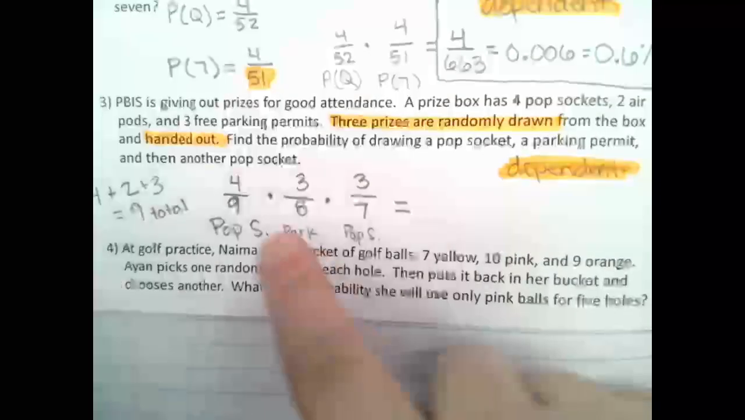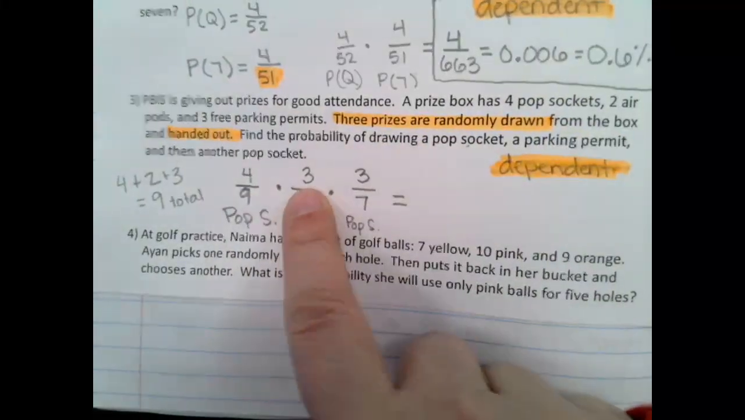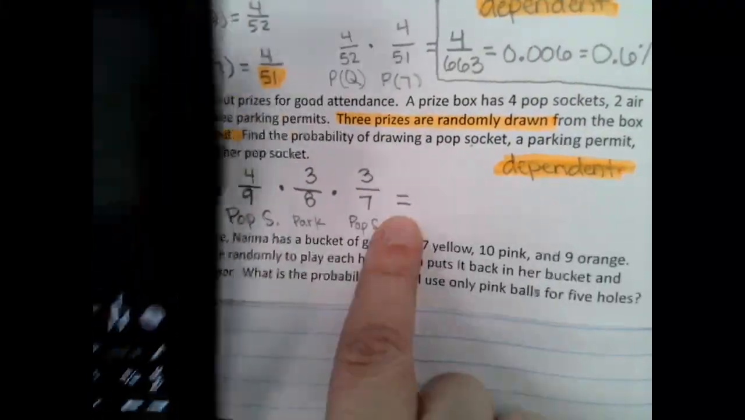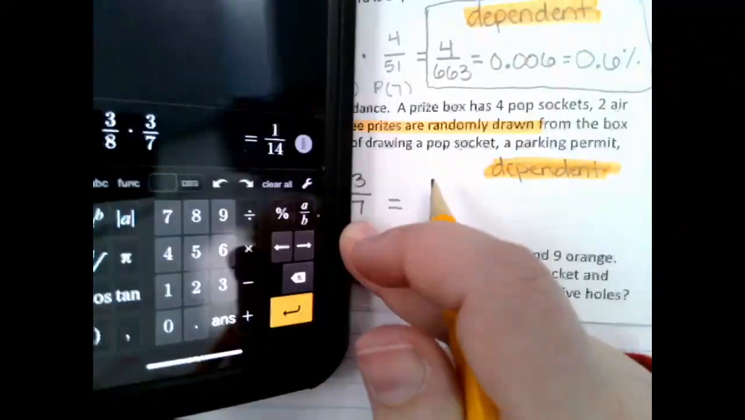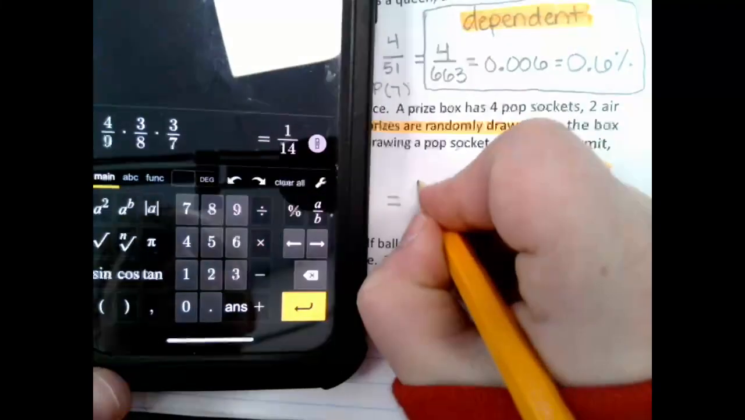Okay? If you're doing it in your head, you would do 4 times 3 is 12, times 3 is 36, and then you have to find the bottom. And you get a different number, and then you would simplify it for the bottom. So we get 1 out of 14.